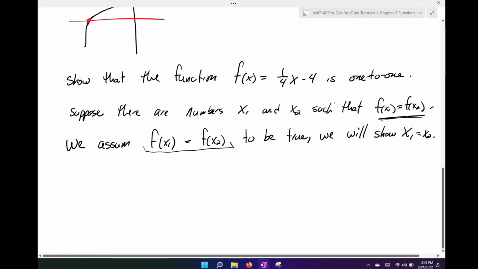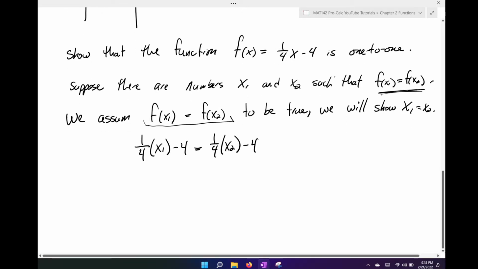And we're just going to substitute in our function. But instead of writing x, we're going to write x1 and x2 respectively. So we get 1/4 times x1 minus 4 equals 1/4 times x2 minus 4. Now, I just go ahead and do basic algebra. I will add 4 to both sides.